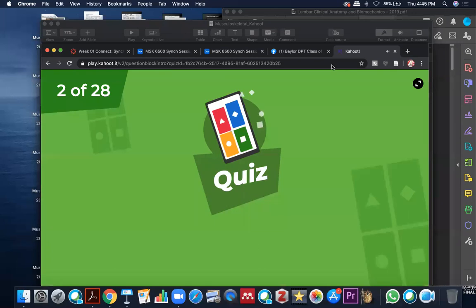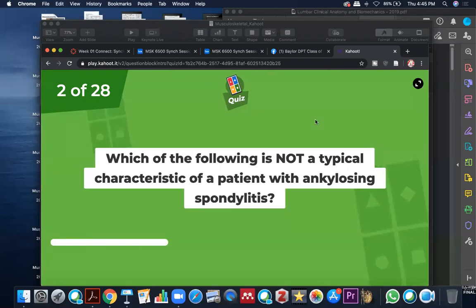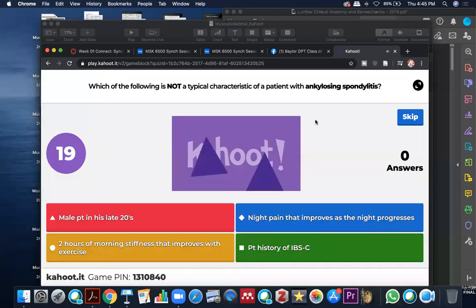There we go. Let me move this over here, actually. Which of the following is not a typical characteristic of a patient with ankylosing spondylitis?